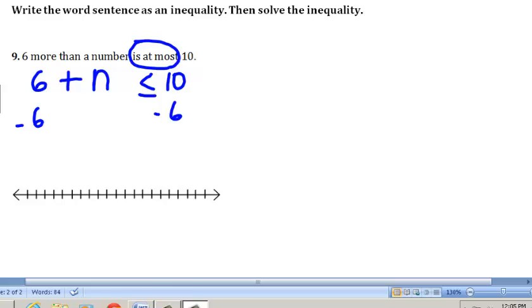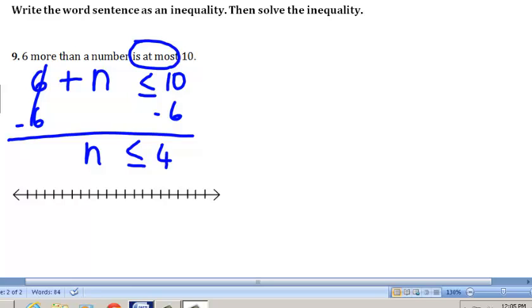Subtract 6 from both sides. n less than or equal to 4, and that's my final answer. We can go ahead and actually plot it. 1, 2, 3, 4, 5, 6, 7, 8, and at 4 it's going to be a what circle? Good, a closed circle because of the symbol, less than or equal to, so the arrow goes to the left.